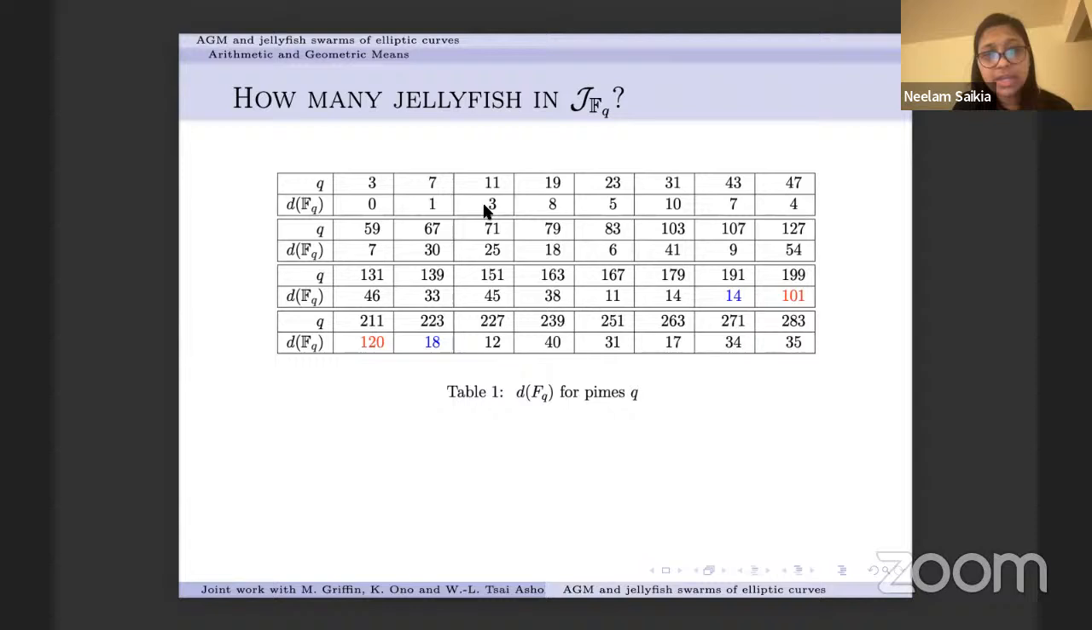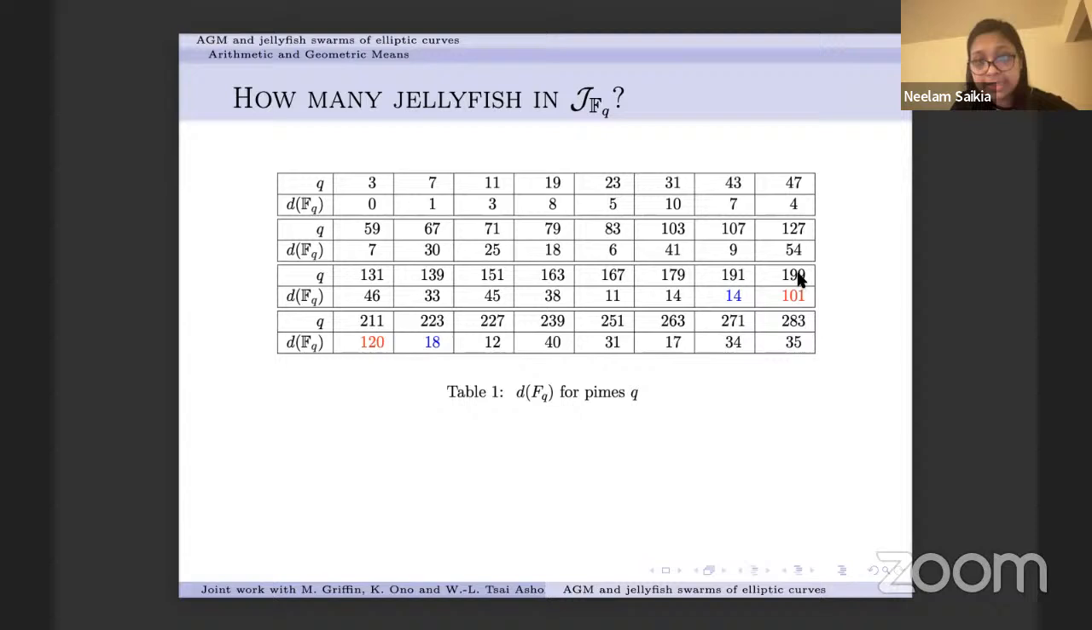Let me give you some jumps here. If you compute the jellyfish for the finite field 191, then we have 14 jellyfish. And whenever I say next prime, I mean the next prime of the form q congruent to 3 mod 4, that is our first condition. q needs to be 3 mod 4, everything here is 3 mod 4. So when we compute the next prime after 191, we get 199.